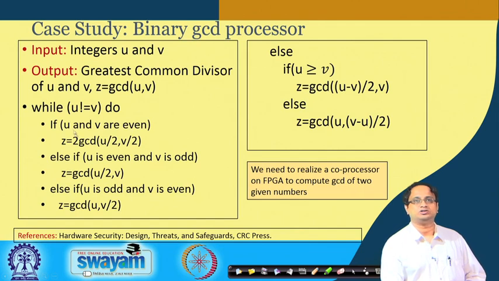This is the branch I am talking about. Else it may happen that one of them is even, say u is even. In that case I can divide u by 2 and compute the greatest common divisor of u by 2 with v. Or it may happen that u is odd and v is even.